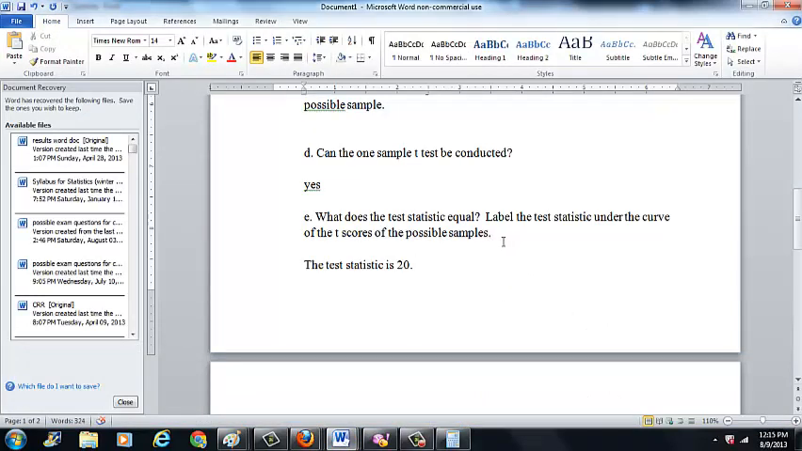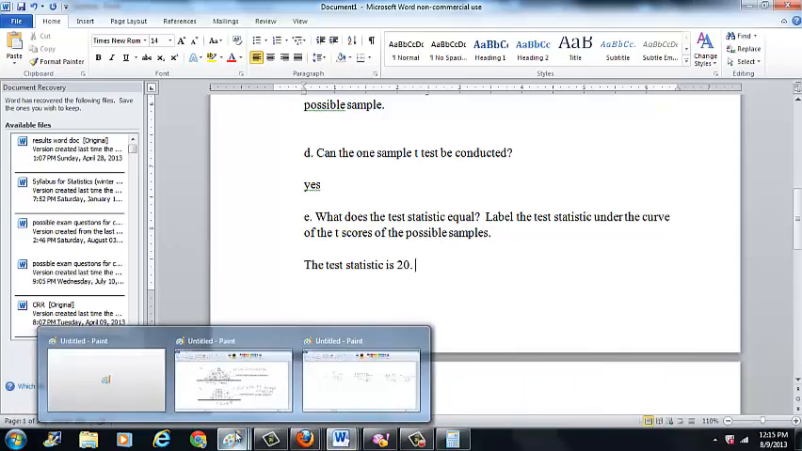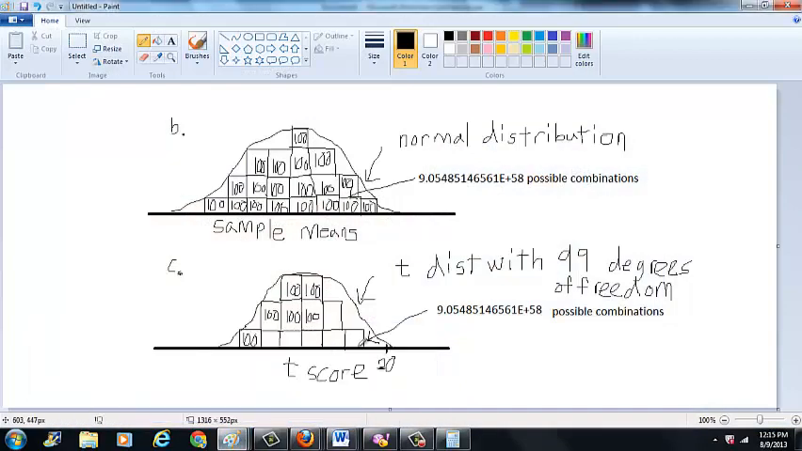So we found the test statistic and we labeled it under the curve of the t-scores of the possible samples. What I'll also have you do is put an X showing where our combination is. Our combination ended up being one of these combinations with a t-score of 20. One of the combinations stacked above the t-score of 20 is what we ended up with.